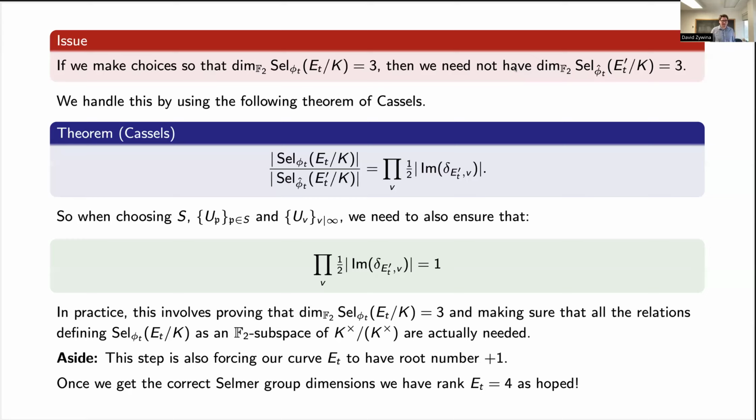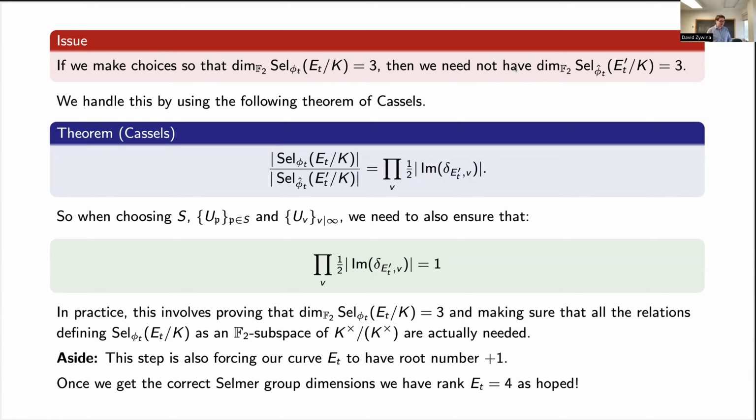And it turns out in this process, as an aside, you're also forcing the root number to be 1, which is good. You're avoiding the half of the elliptic curves which I believe should be rank 5. So you're in the right half. Okay. And now once we get the correct Selmer group dimensions, we're done. We have rank 4.